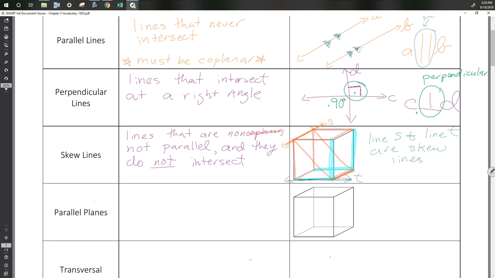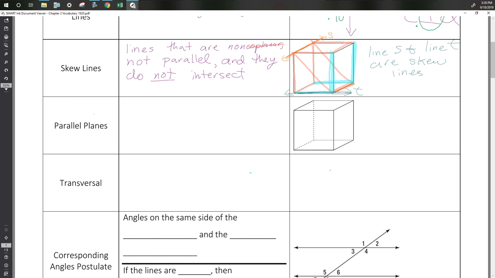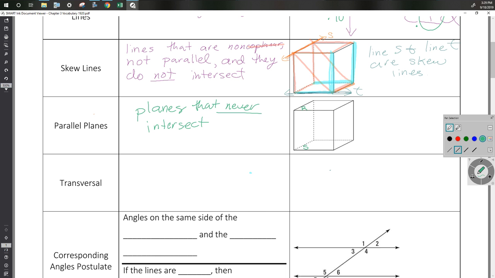Okay, so similar to parallel lines, we also have parallel planes. Parallel planes are planes that do not intersect, or planes that never intersect. If I look at my cube, I'm going to call the plane on the top of the cube plane R, and the plane on the bottom of the cube plane S. Then I'm going to highlight those planes.